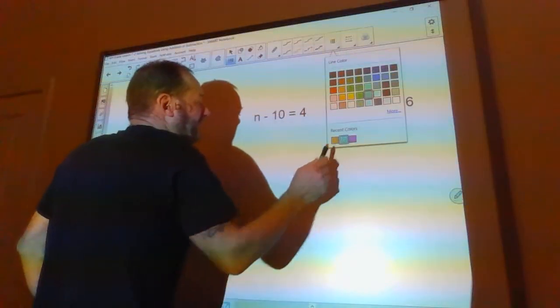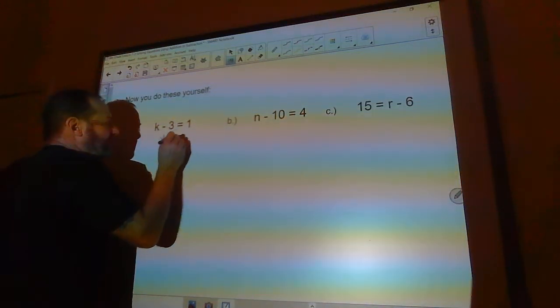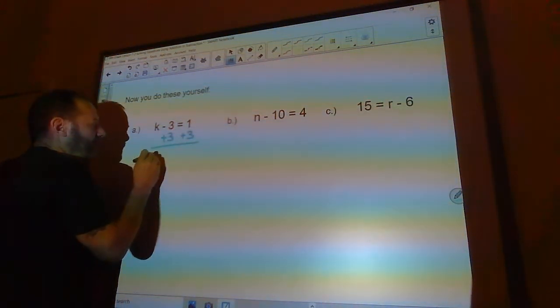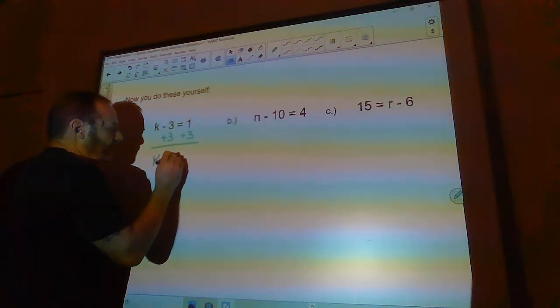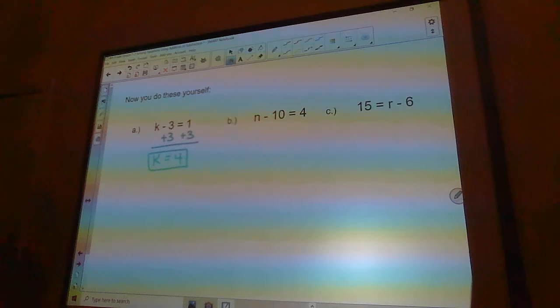Okay, so k minus 3 equals 1. So on this one I should have added 3 to both sides. And I'm going to get k equals 1 plus 3 is 4. There's my solution to the equation. K is 4.